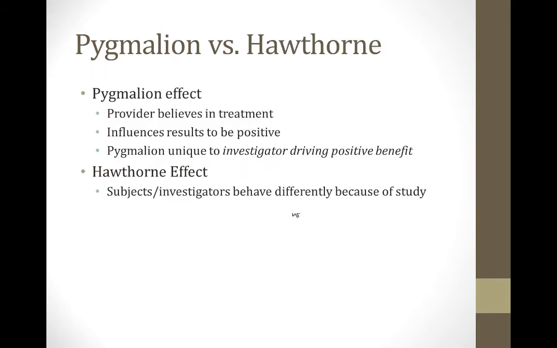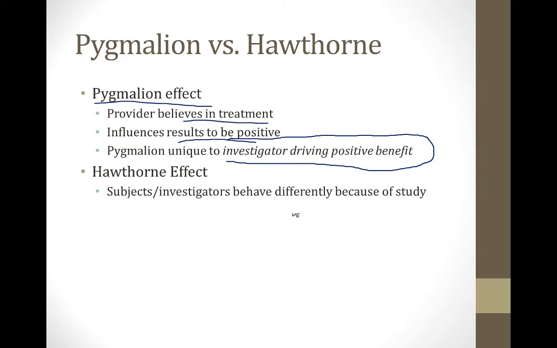The Pygmalion effect and the Hawthorne effect are kind of similar and they can be confusing. Here's how I keep them straight. The Pygmalion effect is when a provider believes in treatment and influences the results to be positive. So it's unique to an investigator driving the positive benefits of some type of therapy. The Hawthorne effect is a more general term when subjects or investigators just behave differently because they're being studied. You can sort of think of the Pygmalion effect as a special, unique subtype of the Hawthorne effect, where the investigator is behaving differently to make the benefit of the drug greater than it would otherwise be.